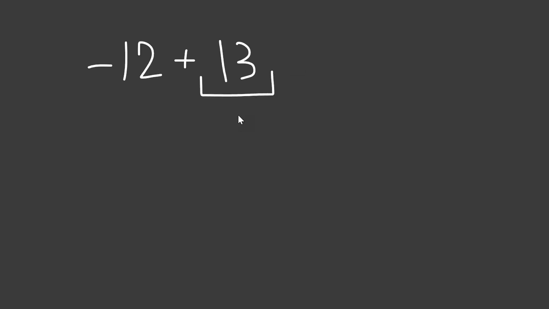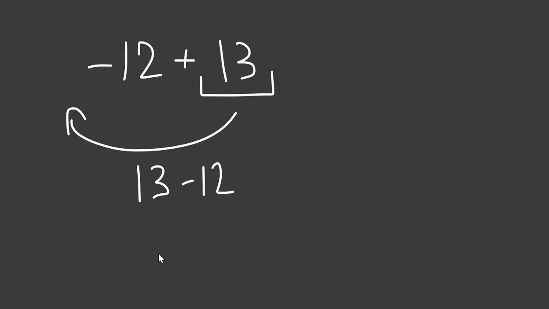Let's do something else. Let's do negative 12 plus 13. If you answered positive 1, then you'd be correct. We can rearrange it by putting the 13 in front. You get 13 minus 12, and 13 minus 12 is 1.